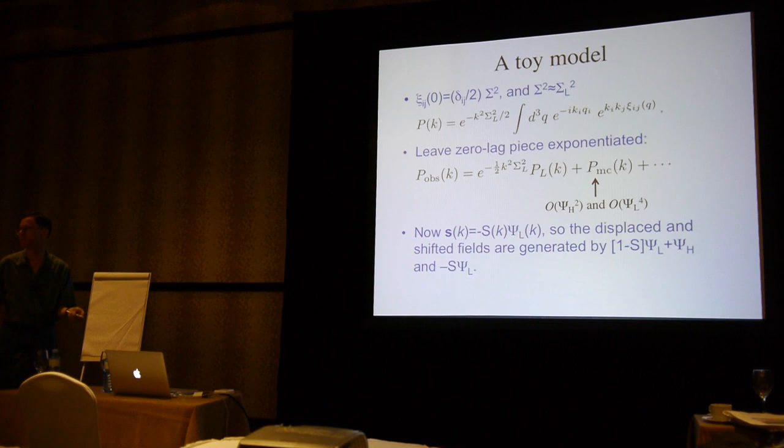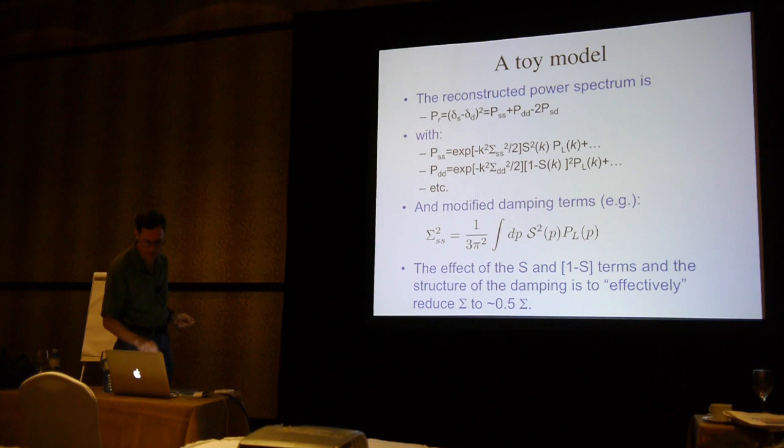So now I want to go through and do this not on the final field, but on the reconstructed field. So my S now looks like minus the smoothing times psi linear, because I'm imagining that all the high frequency stuff is multiplied by zero when I smooth it. So the displaced and the shifted fields are generated by fields that look like 1 minus S times psi linear, psi low frequency plus psi high frequency, and minus S psi low frequency. So you can just go and plug all that in. And the reconstructed power spectrum now looks like the difference between the shifted and displaced fields squared. So there's a shifted-shifted piece, a displaced-displaced piece, and this cross term. And this cross term turns out to be quite important.